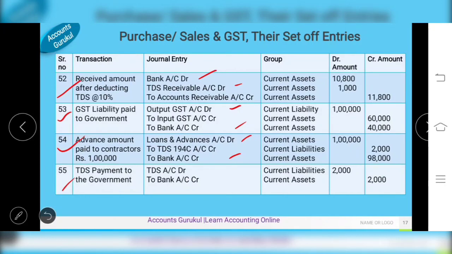So these are all the most 55 entries which we use on daily transactions to pass into the system. So the knowledge of these transactions is very essential because we have covered the entire entries which are going to be involved in finance on day-to-day transactions.